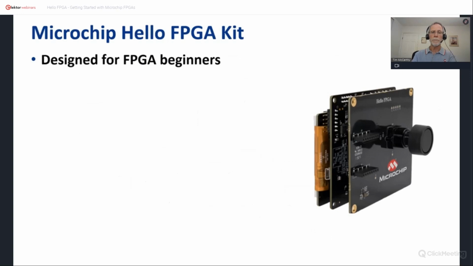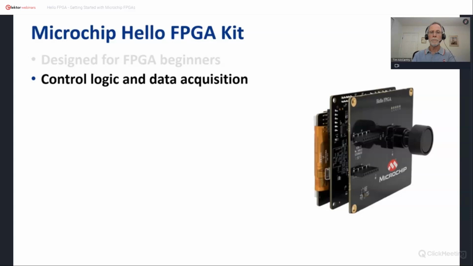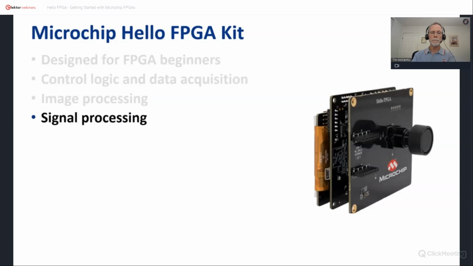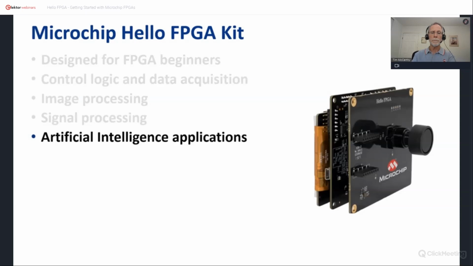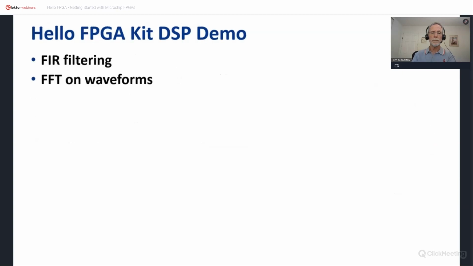The Hello FPGA kit is designed for beginners and enthusiasts. It's ideal for developing control logic and data acquisition, image processing, signal processing, and artificial intelligence applications. The kit includes several demos provided by Microchip. The DSP demo highlights the SmartFusion 2 features for implementing digital signal processing. In this demo, a FIR filter is implemented in the fabric for low-pass, high-pass, bandpass, and band reject filtering operations, and a fast Fourier transform is performed on the waveforms. The Hello FPGA GUI is used to generate the filter coefficients and input signals and plots the input and output waveforms.